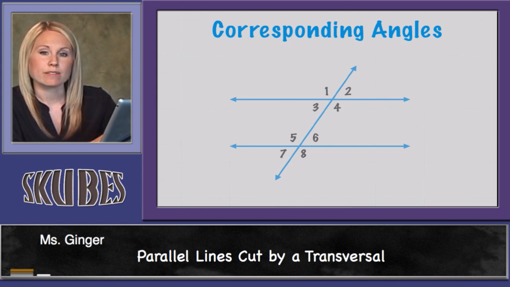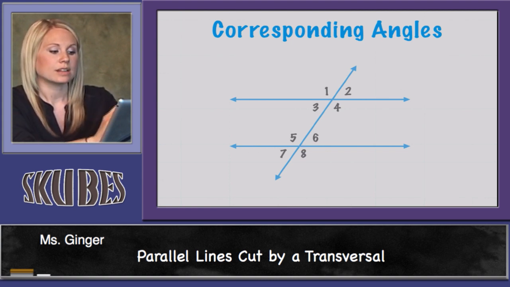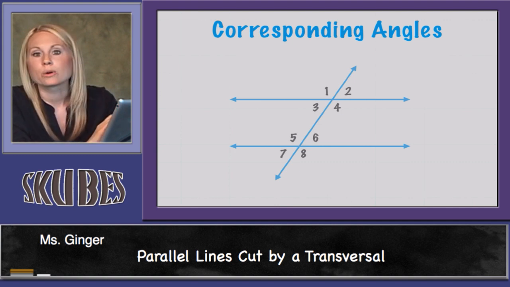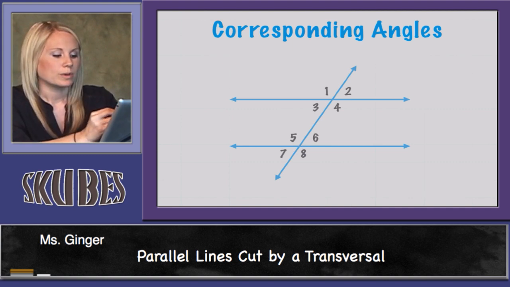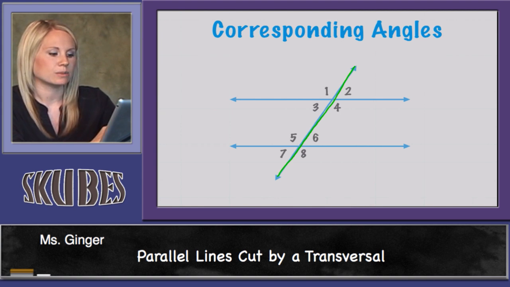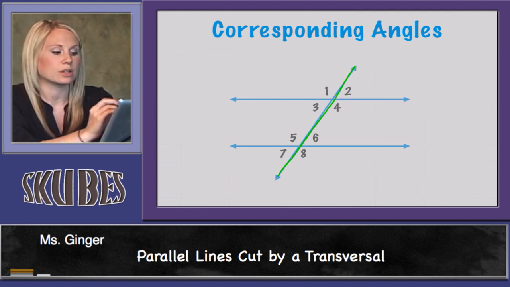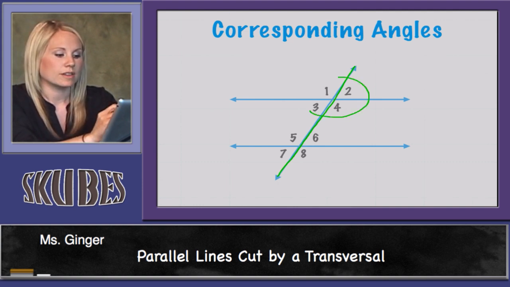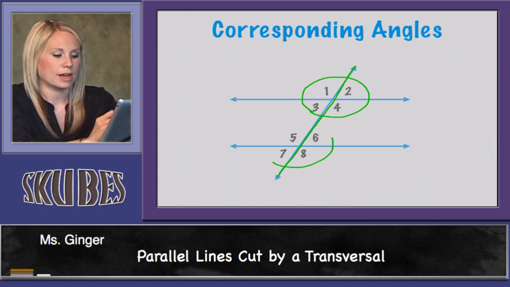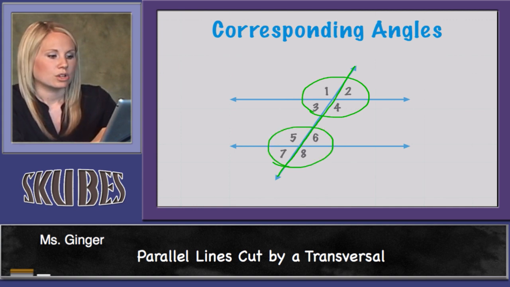And when this happens, we have lots of interesting things going on with the angles that are formed. And we're going to talk about all of those. First of all, let's talk about corresponding angles. When we see this transversal cutting through two parallel lines, what's going to happen is it's going to create two really congruent clusters of angles, meaning all of the angles here have a matching part here.